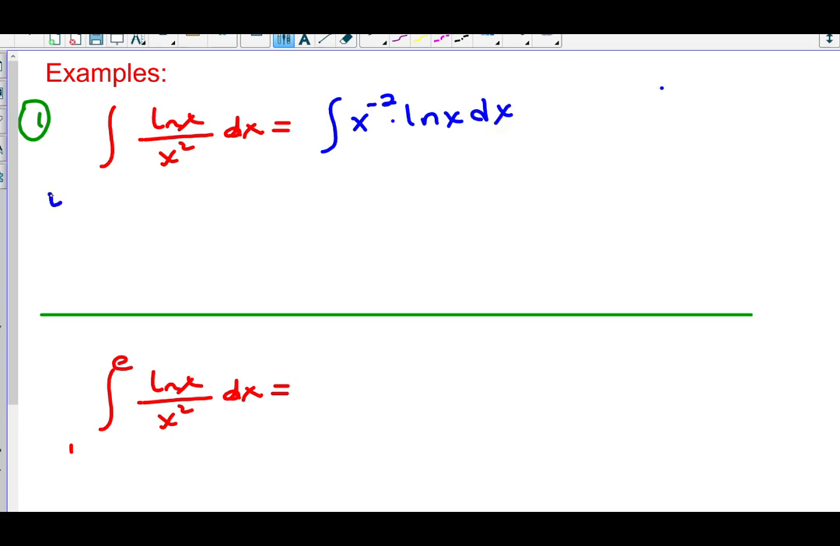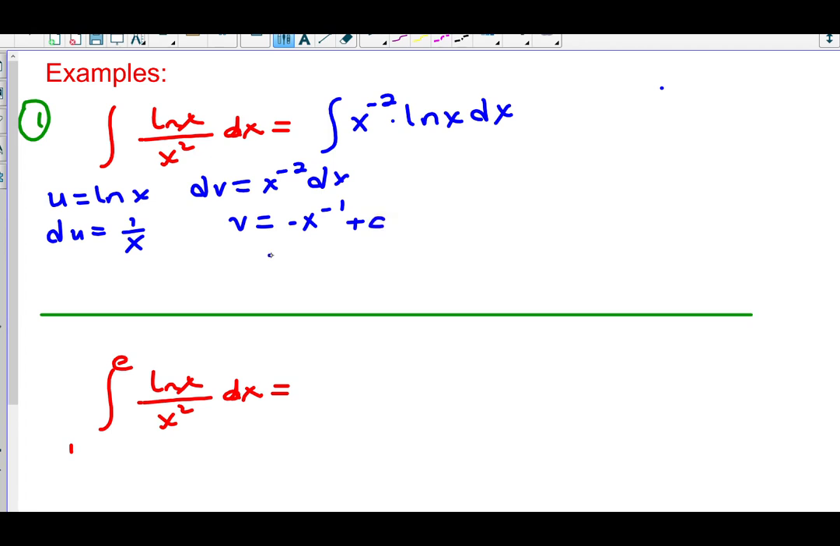So let u be equal to ln x, and let dv be equal to the power of x dx. So here you differentiate, you get 1 over x. Here you anti-differentiate, so you're going to have to add 1 to the power to get x to the -1, divide by -1. That's the same as multiplying by -1, right? In other words, you're getting -1 over x plus c.